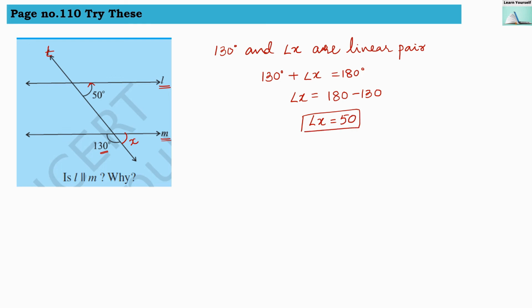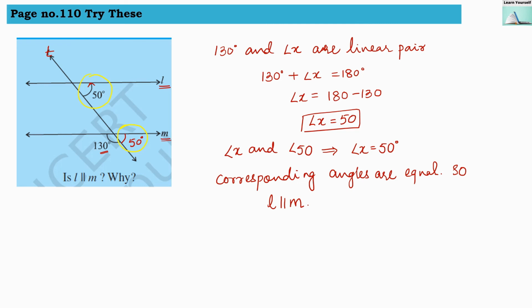Now we know that this is 50 degree. So let us write here 50 degree. And this is our 50 degree angle. Now if we see this angle and this angle, they are corresponding angles and they are equal. So only if line L is parallel to M are the corresponding angles equal. And these corresponding angles are equal, and because of that we can say L is parallel to M.